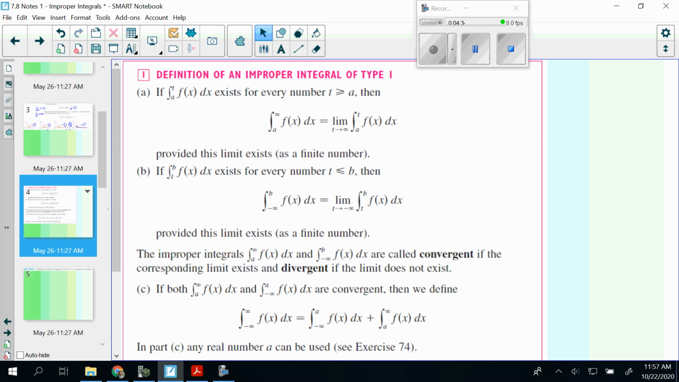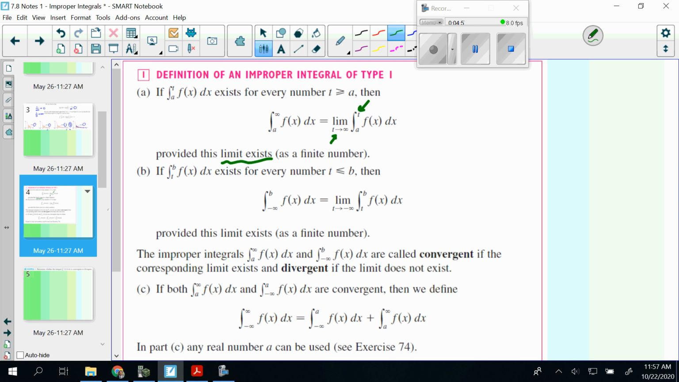So, the definition here: anytime you are approaching infinity, we want to come up with some other variable t as it approaches that, and replace the infinity with that. Solve the problem and then take the limit and see what you get, provided that the limit exists as a finite number.